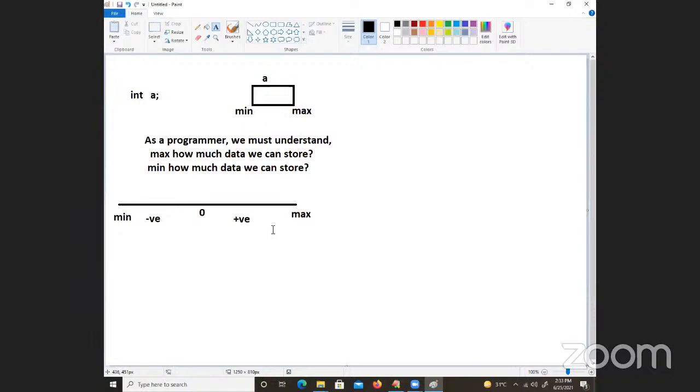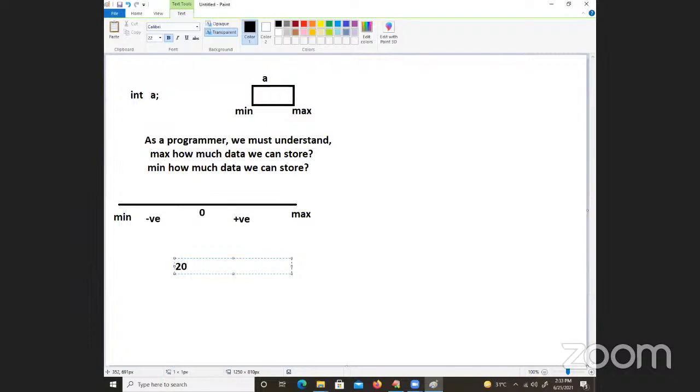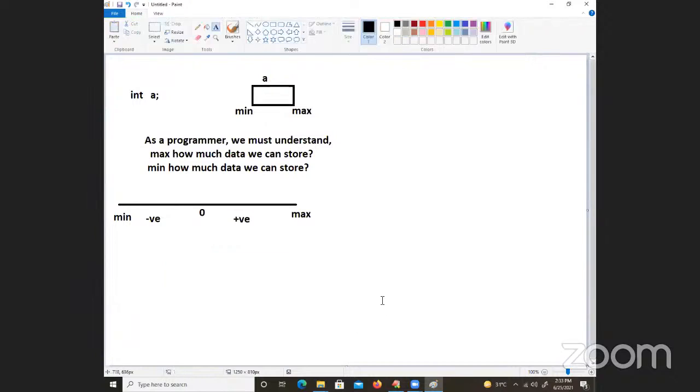Maximum is nothing but positive numbers. Positive and negative: 20 is integer data. It is positive, no sign precedes. Minus 20 is called negative. It is what is signed and unsigned. We are having signed integer, and unsigned integer is also there. We are going to talk about it.